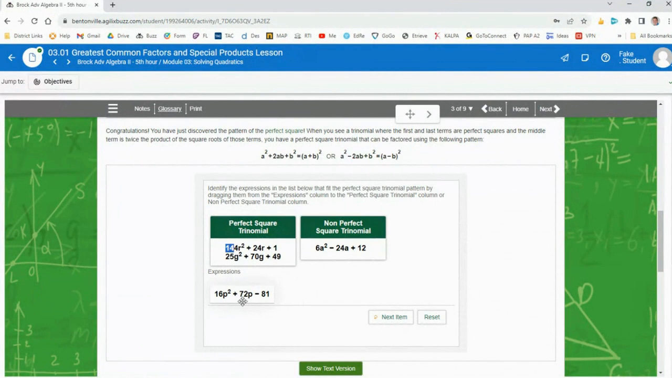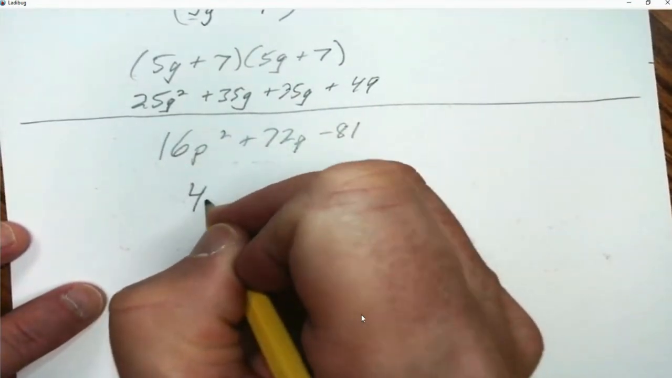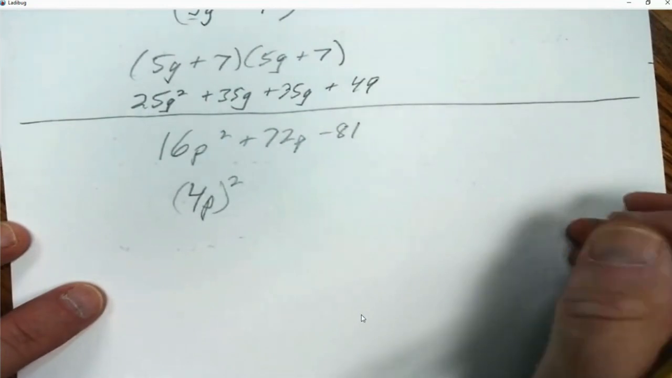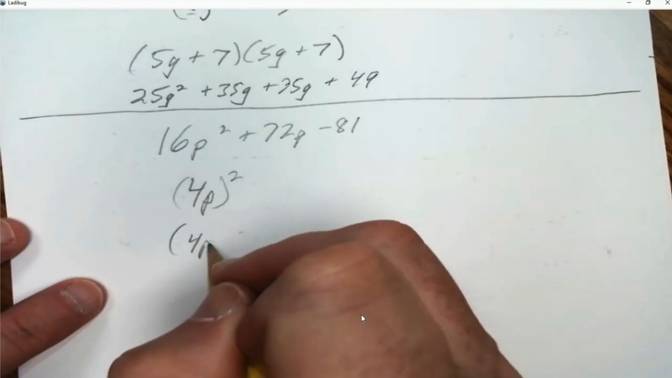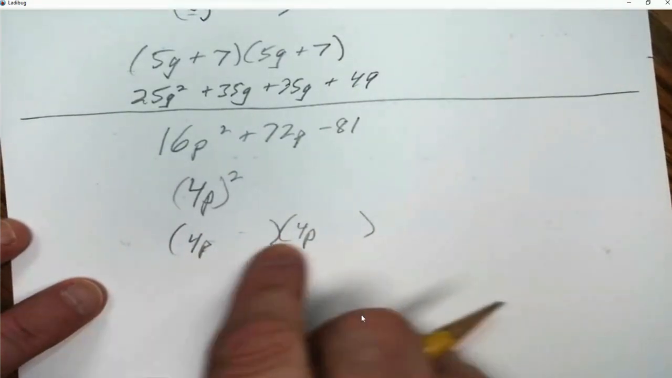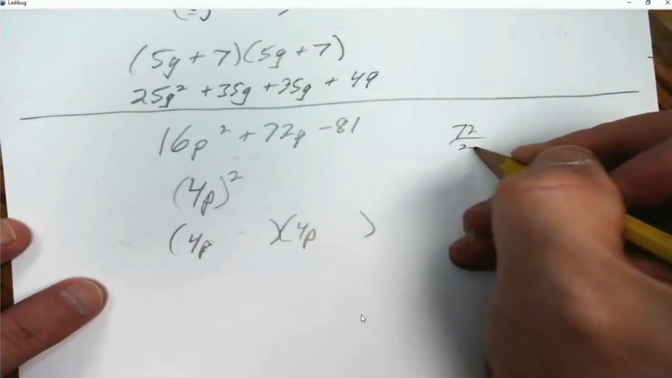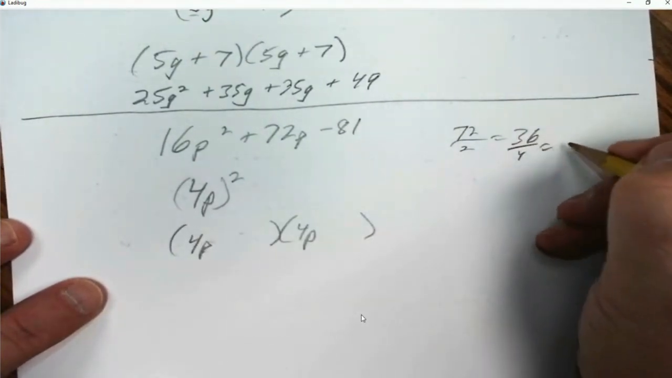So this is a good one to check right here. 16p squared plus 72p minus 81. All right, let's see if that fits any of these patterns that we've looked at. This would be 4p squared, right? 16p squared. So we know a 4p would be the first term if this works. If this is a perfect square, it'd be the same times itself. So if we cut 72 in half, 36, divide it by the 4, 9.